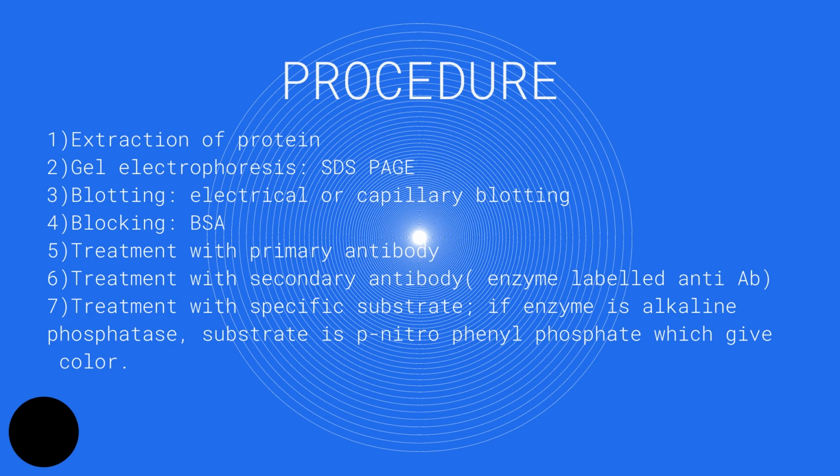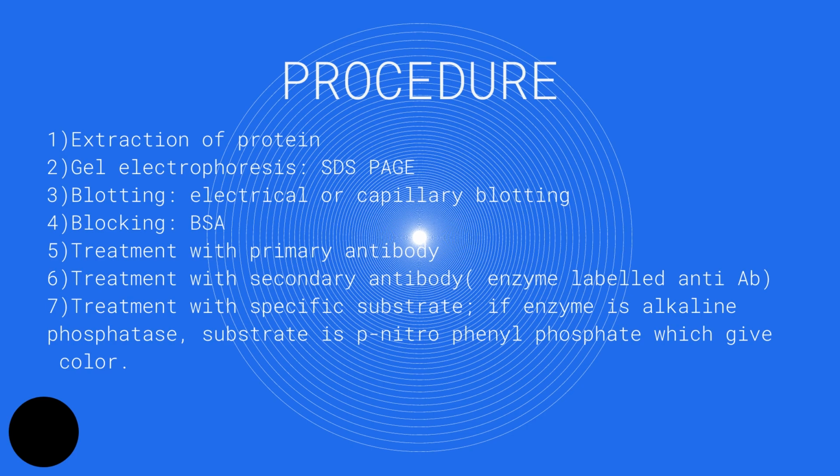The second step is gel electrophoresis. So the sample is loaded in the wells of SDS-PAGE. The proteins are separated on the basis of electric charge, isoelectric points, molecular weight, or a combination of all of these. Small sized proteins move faster than the large sized proteins. Proteins are negatively charged, so they move towards the positive pole, which is the anode, as electric current is applied.